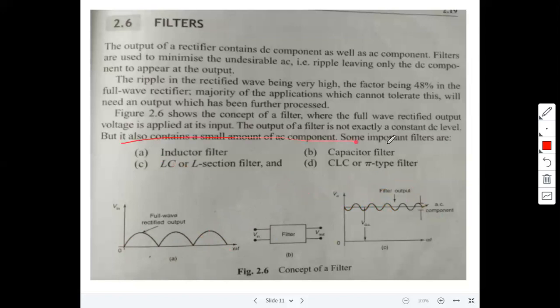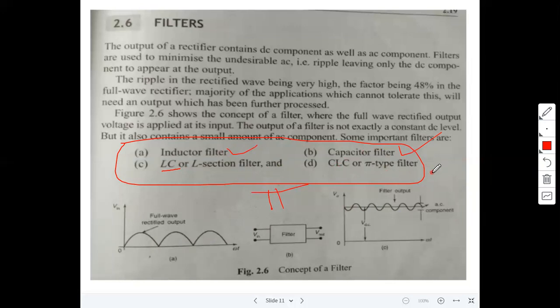Okay, there are so many different types of filters here. One is the inductor filter and next one is the capacitor filter. Pure inductor, pure capacitor filter, and again a combination of inductor and capacitor, LC or L section filter, and a combination of capacitor, inductor, capacitor, CLC, connected in pi fashion, the pi type filter, right?